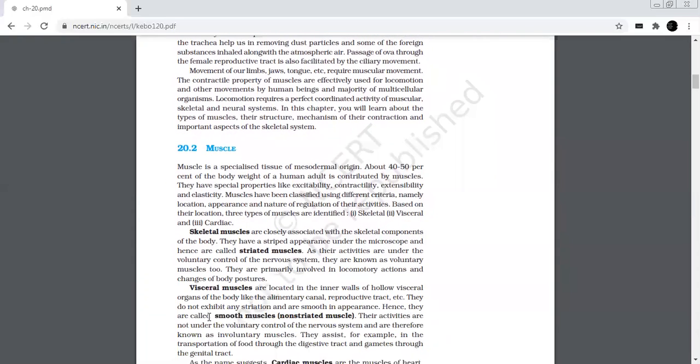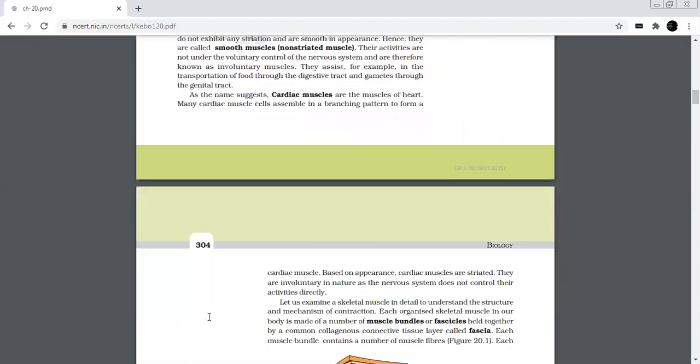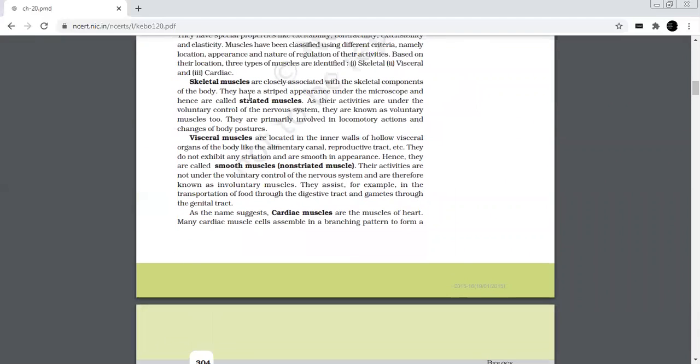Now let us talk about the types of muscle. It is given over here only. Muscles can be skeletal muscle, smooth or visceral muscle, or cardiac muscle. Let us talk about this in short. Skeletal muscle: the muscle function is associated with the skeleton of the organism. Under the microscope, they show a striped appearance and hence are called striated. They are also known as voluntary as their activities are under the voluntary control of the central nervous system.